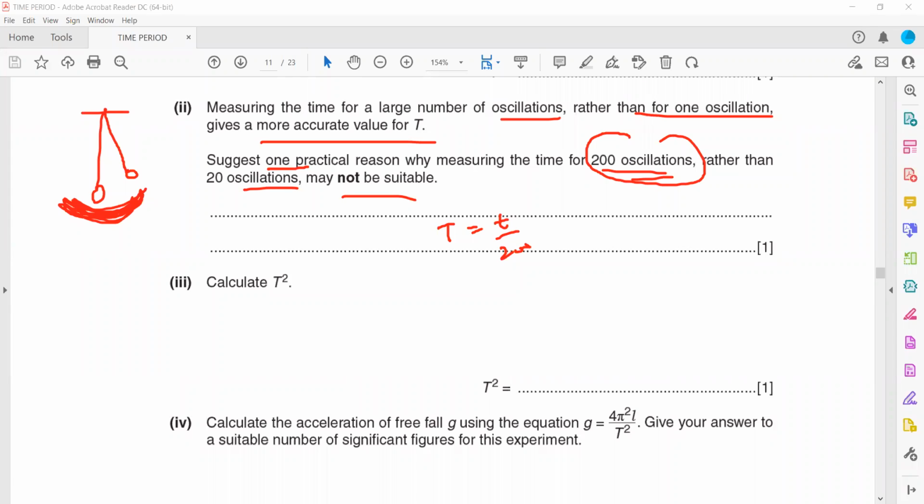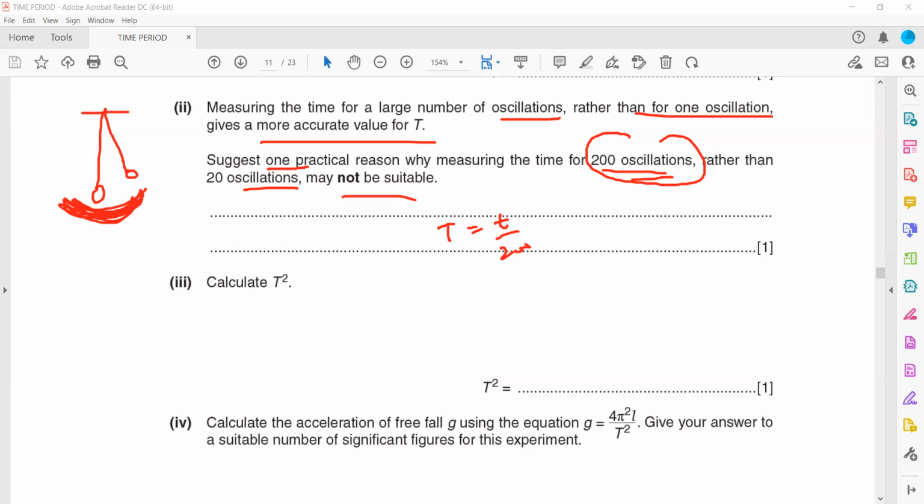Yeah, that's good, Adam. Like, what might happen? The pendulum might lose its energy and eventually, even before 200 oscillations, it might stop. That is one thing. What is another? Yeah, because it won't move for 200 times. That's the point. There is a possibility that the pendulum might stop before completing 200 vibrations.